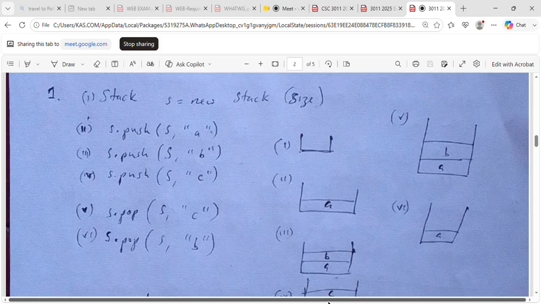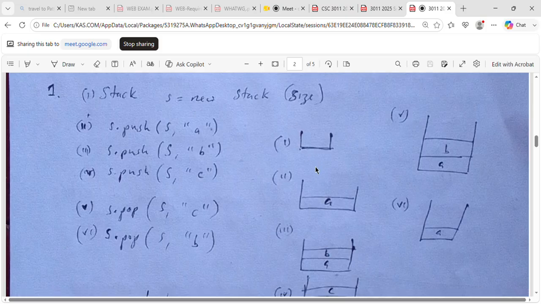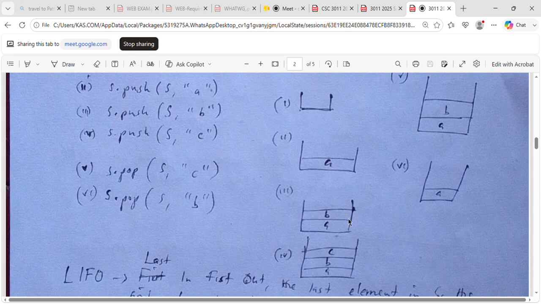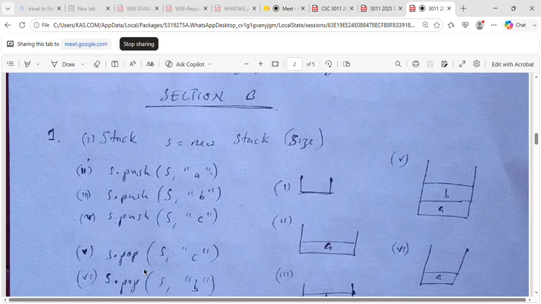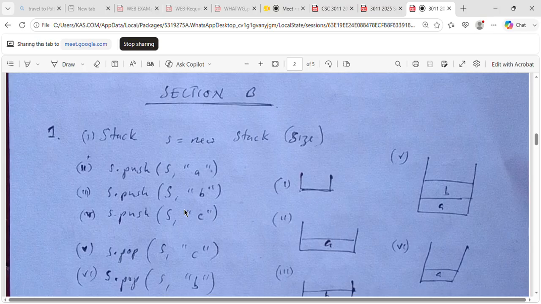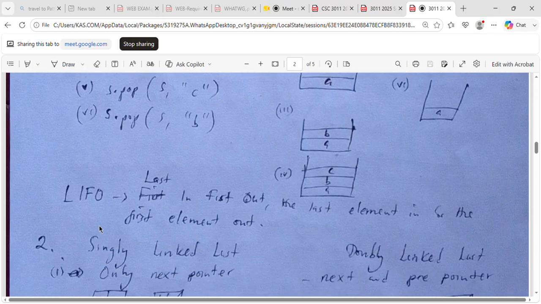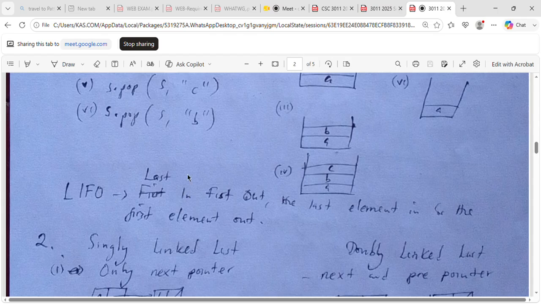This is what they meant by using diagrams. But you don't just use diagrams, you need to be explaining what you are doing on the other side. That's when you earn full marks. Then the other part was explaining LIFO, the last in first out principle. Okay, so the last element in is the first element out.